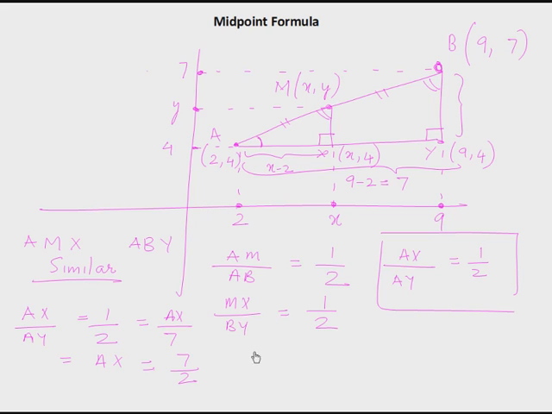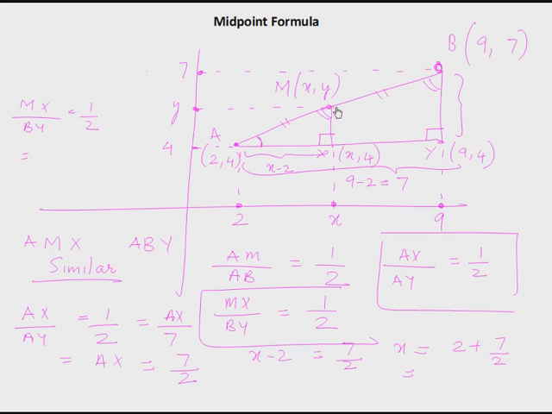Obviously. So X minus 2 is 7 by 2. So X will be 2 plus 7 by 2, and you can figure out that value. Similarly, I'll use this ratio. I know that MX over BY is half.